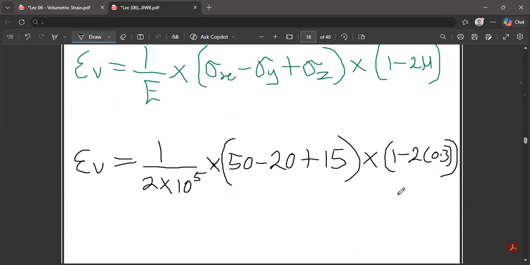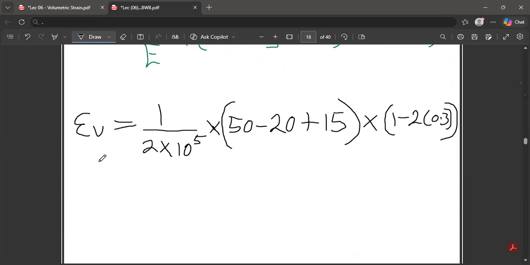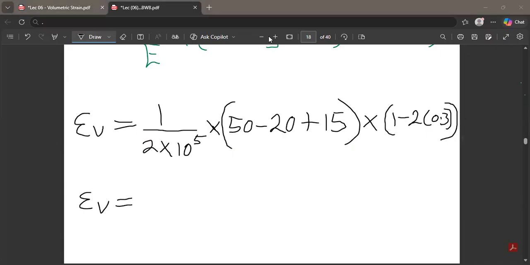So we can all punch this into the calculator and we are going to get the answer for our volumetric strain. Take note that we are not done because the question is asking us to calculate for our change in volume. So after we are done calculating our volumetric strain, we can go and calculate our change in volume and then we are good to go. So everybody, let's all quickly punch this together. So I've done it. I don't know if it is correct.